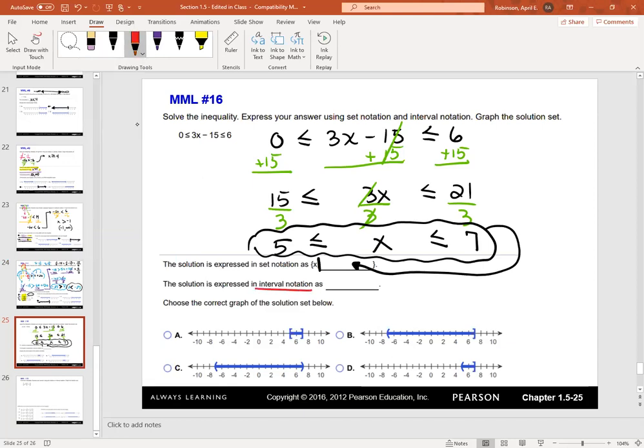they want interval notation. So in this box here, it's going to go from 5 to 7, right? 5 to 7. Everything in between, and because these are both equal to's, these have to be brackets. And then I'm looking for the graph that goes from 5 to 7 with brackets on both, and that would be this one right here, 5 to 7, everything in between. That's choice A.